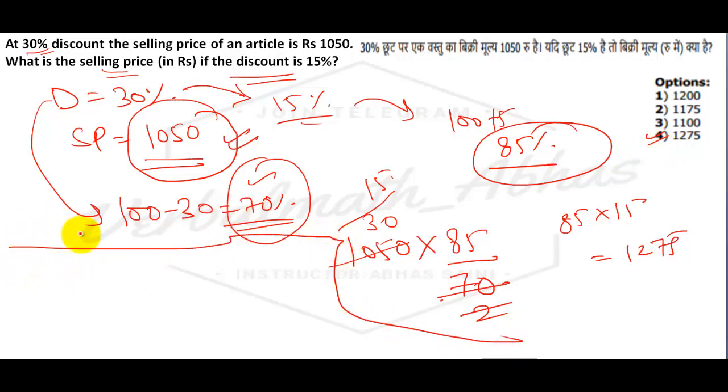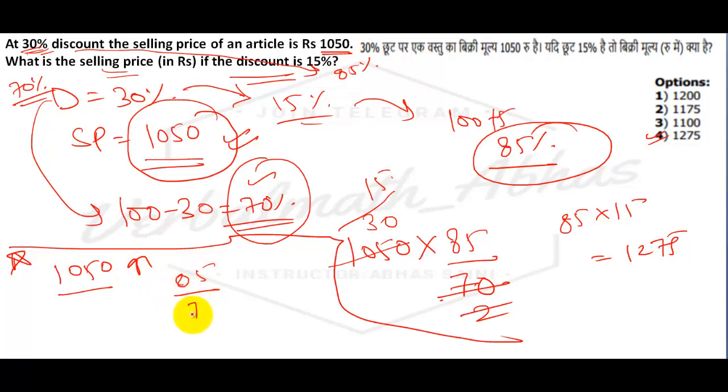Let me tell you one more thing about this question. You can do it by your method also, but this is my method. I just observe that the given selling price is 1050, and I have to increase it because we are decreasing the discount. So the selling price will increase, and I see that 30% means 70, the deficit of 70, and 15% means deficit of 85%. So I multiply by 85 upon 70 because I have to make the numerator greater than the denominator, so that my answer will be greater than 1050.